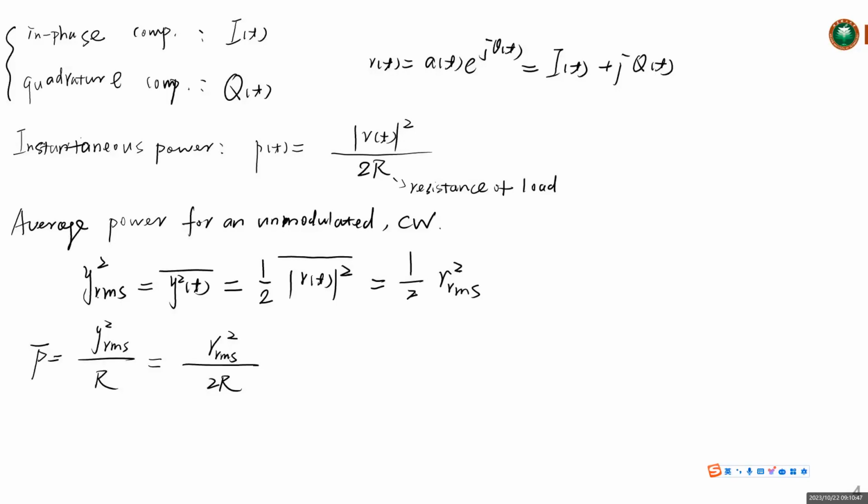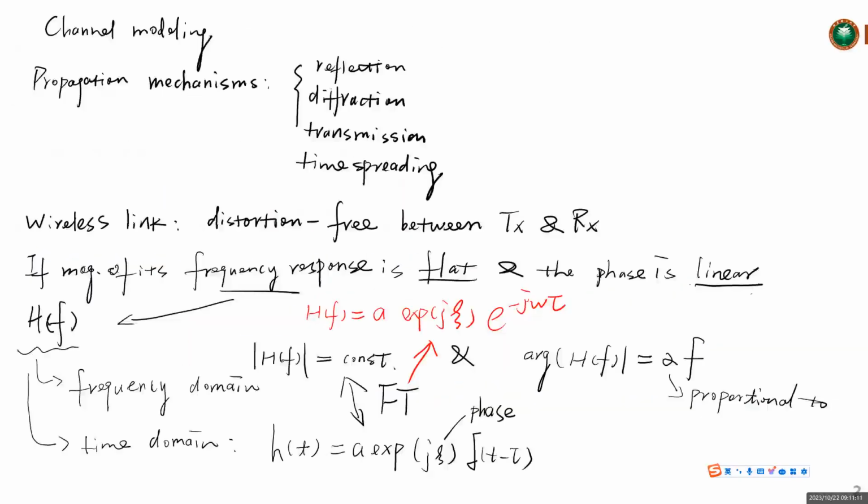Unfortunately, the channel response does not remain constant in time as the terminal moves. So that means for mobile wireless channels, the terminal is always moving, so we cannot make the channel response a constant. All right.